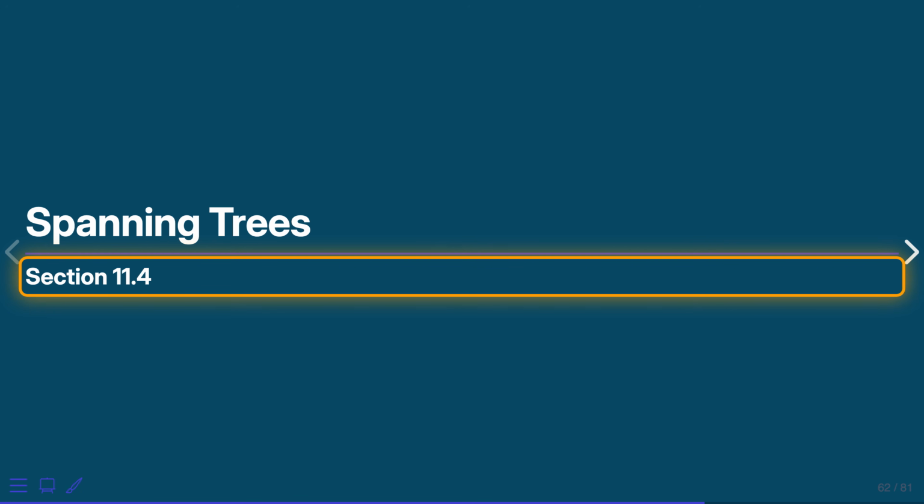Section 11.4. Spanning trees. A spanning tree is a tree hidden inside a bigger connected graph, one that still reaches every dot. We define them and then learn two ways to build one.